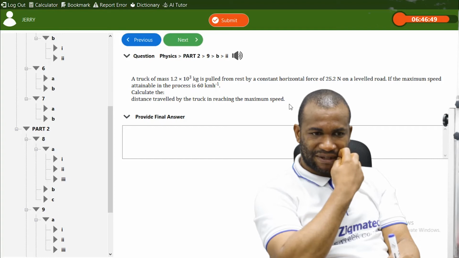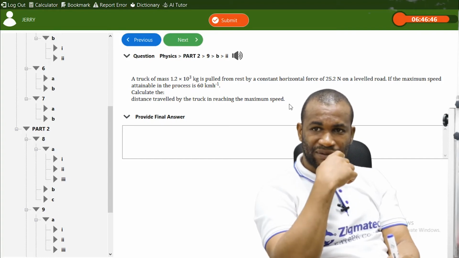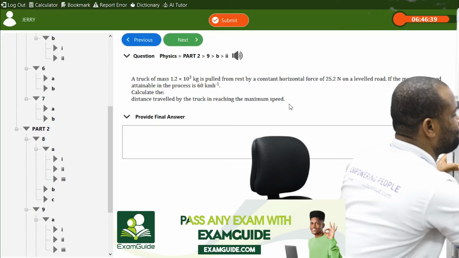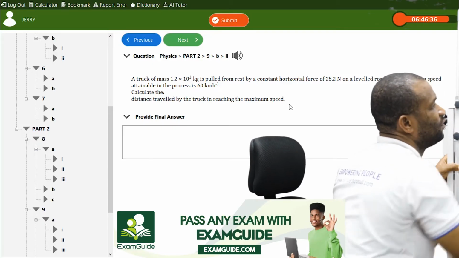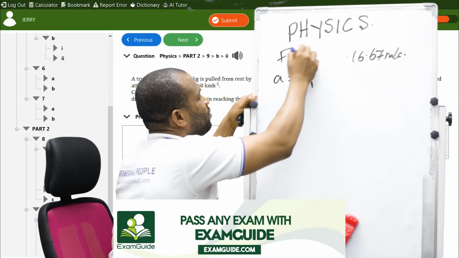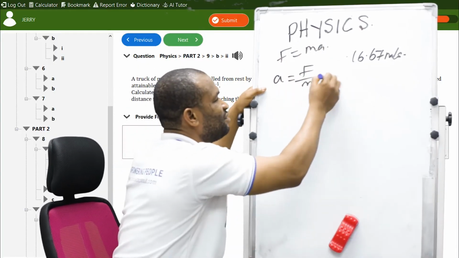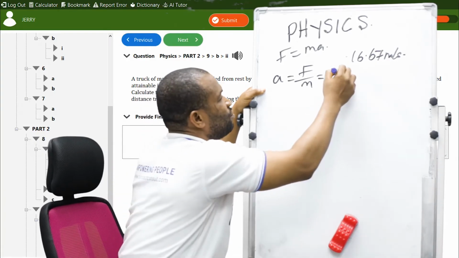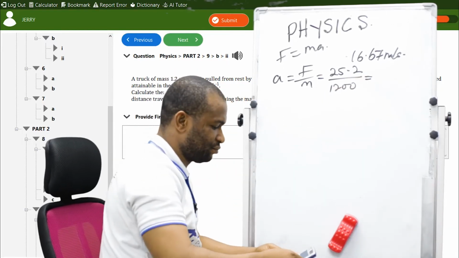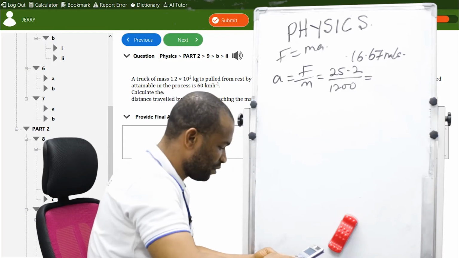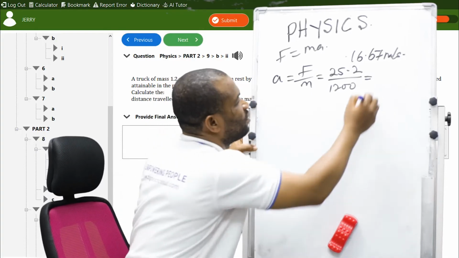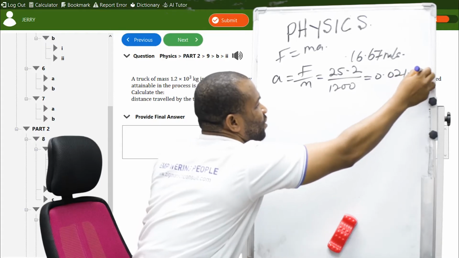Okay, force times distance, I have work, and I have given force. Let me use the force formula. I'm going to use acceleration, which is going to be force over mass, because F is equal to ma. So force is 25.2. Mass is 1200. So what is acceleration? 25.2 divided by 1200. Okay, acceleration is 0.021 meters per second squared.